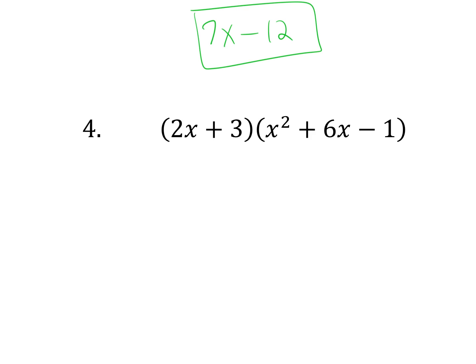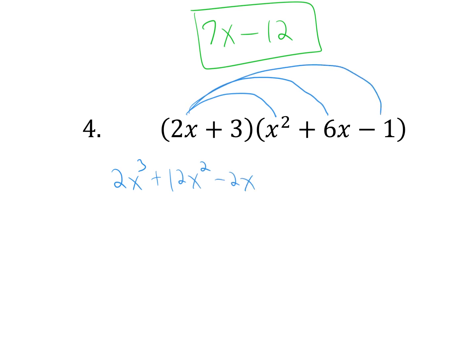So let's go ahead and do 2x times everything first. We got 2x times x squared is going to be what? 2x to the third. We got 2x times 6x is going to be 12x squared. And we have 2x times negative 1 is going to be negative 2x. We use a different color now. Now we got to do 3 times everything in the other parentheses. So we got 3 times x squared is going to be 3x squared. 3 times 6x is going to be 18x. And we got 3 times negative 1 is negative 3.